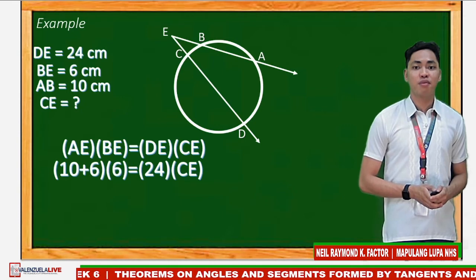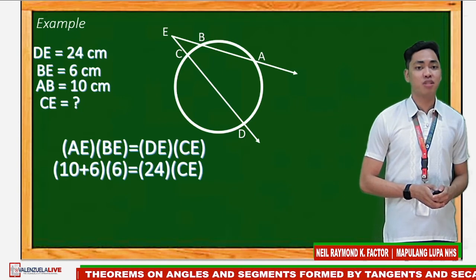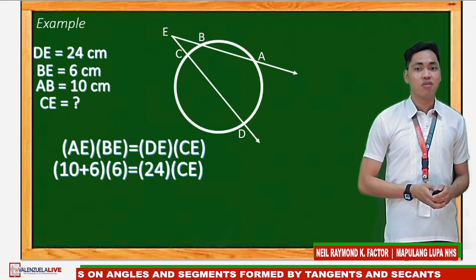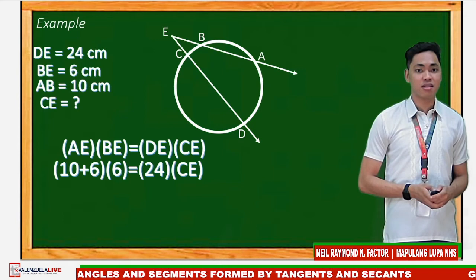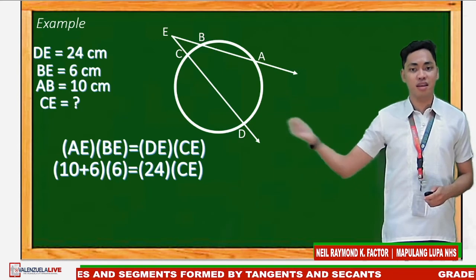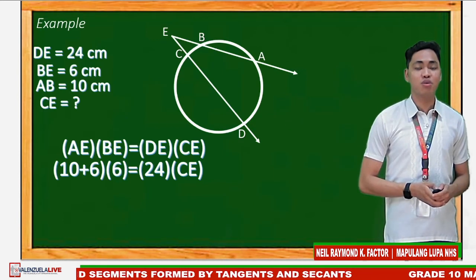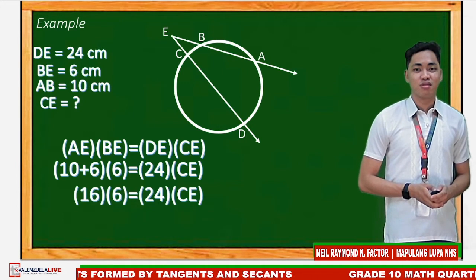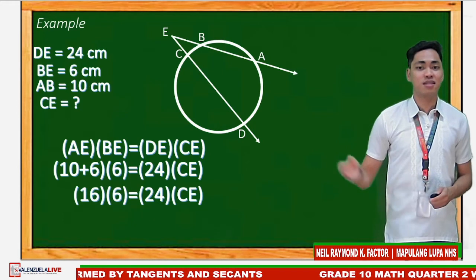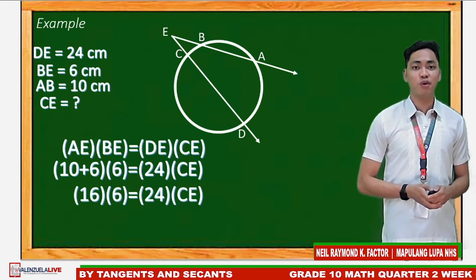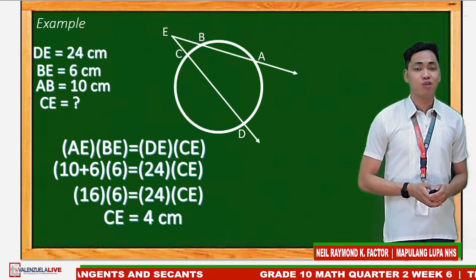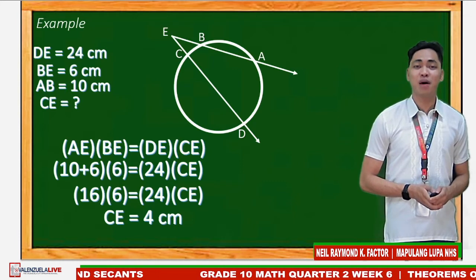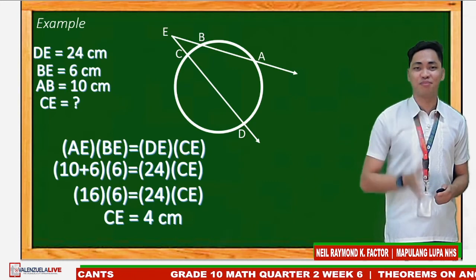We have AE, as you can see from the figure, that is AB plus BE. So that is 10 plus 6, times the measure of BE, 6, is equal to DE, that is 24, times CE, the one we are looking for. So 10 plus 6 is 16. Therefore, we have 16 times 6 is equal to 24 times CE. We solve that, and we get CE is equal to 4 centimeters. And that's how you apply theorem number 3.